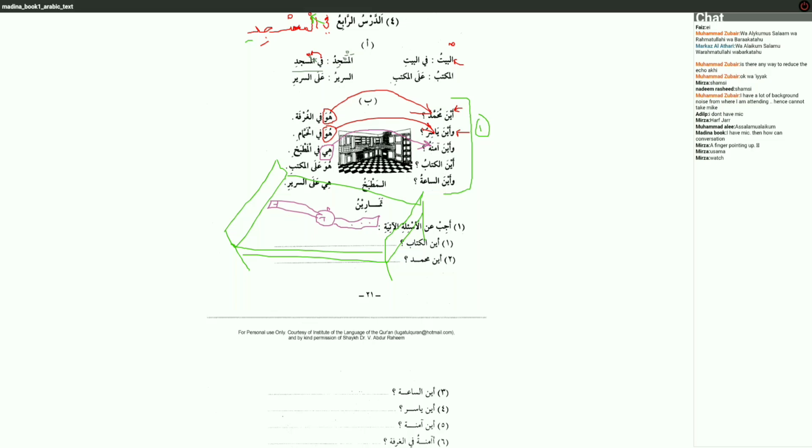And you keep going to the next page. أين الساعة؟ أين ياسر؟ أين آمنة؟ So guys, take a screenshot right now of the page so that you have these questions up to question number 11. That is your homework. Good? From question 1 to question 11. This is the second part of your homework.